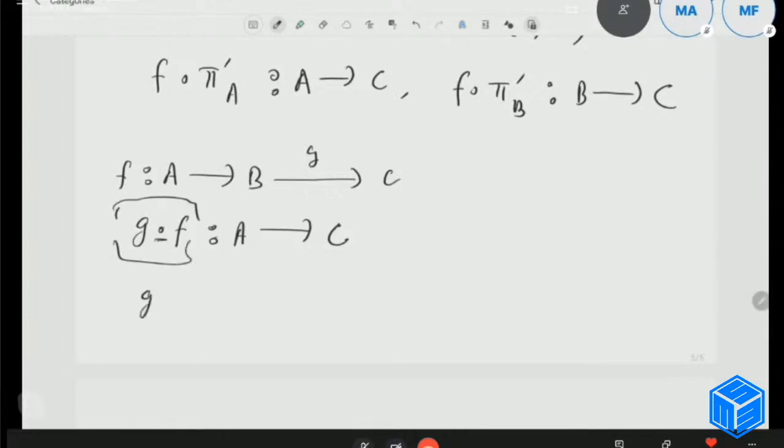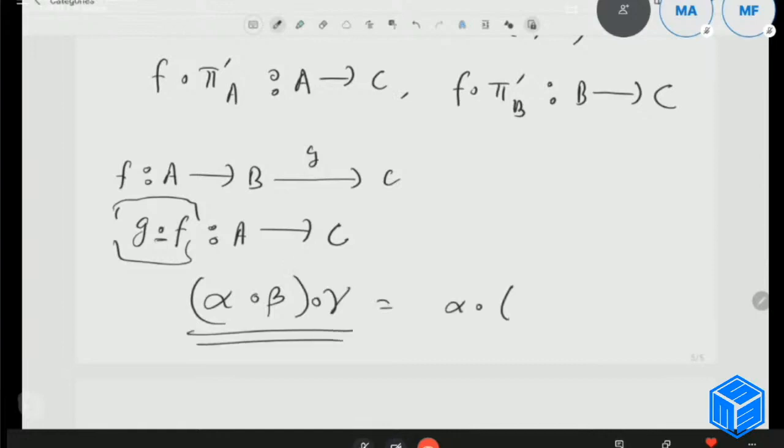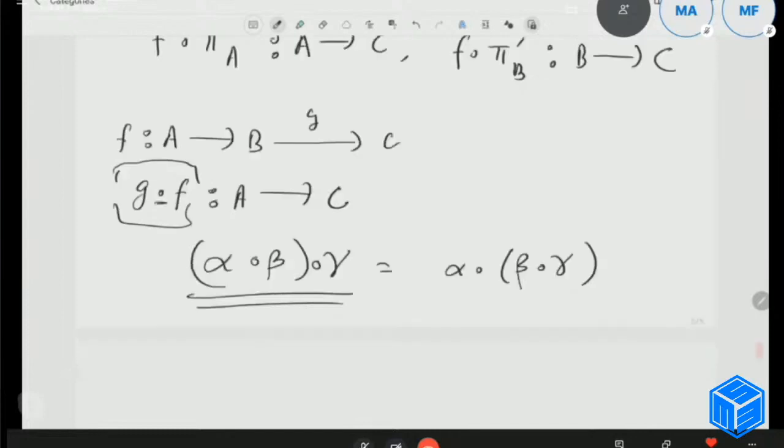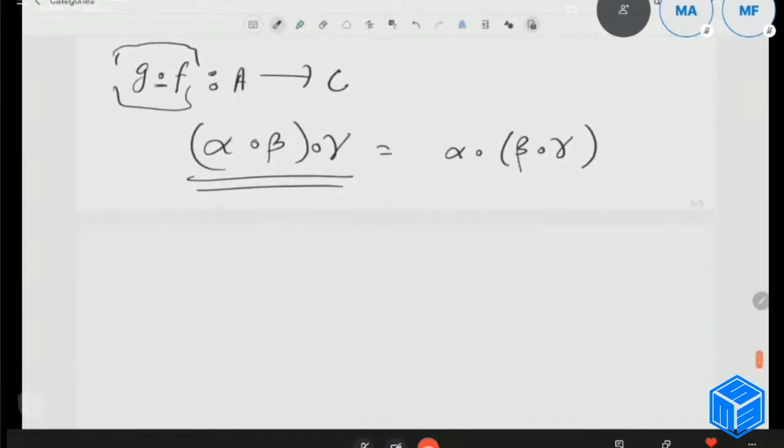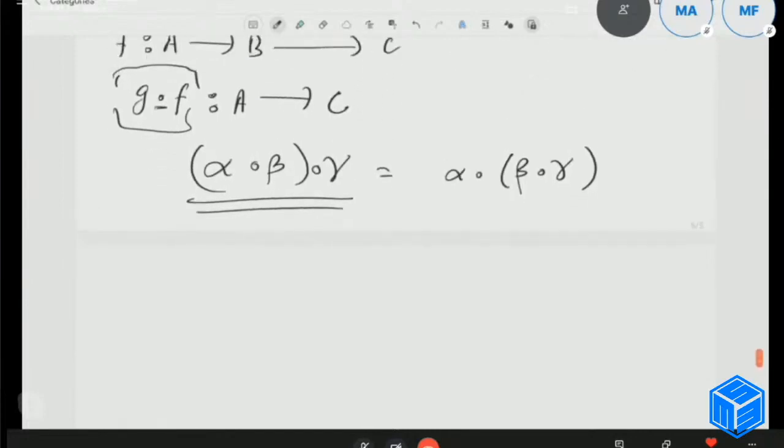Of course, we know that composition satisfies certain nice properties. This is probably something you check in a first logic course or set theory course. If you have maps alpha, beta, gamma, then alpha compose beta, compose gamma, is equal to alpha compose beta compose gamma. The brackets don't matter. That's called associativity.